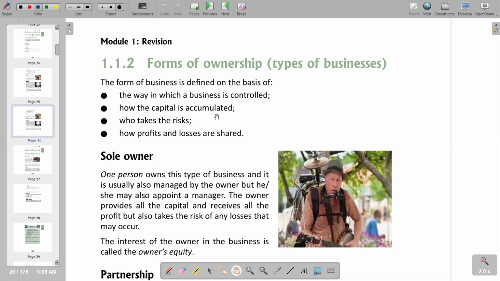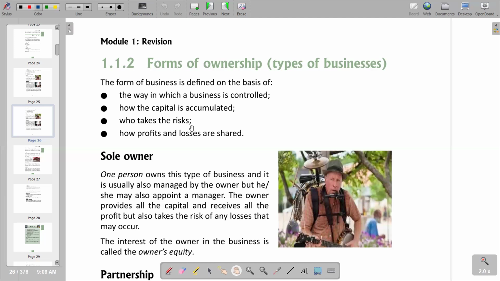Also on the basis of who takes the risks. In terms of risk, we have some forms of businesses where the owners take all the risks in terms of unlimited liability, and we also have some forms of businesses where there is limited liability.